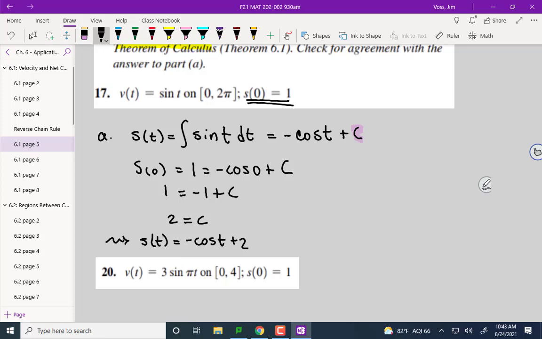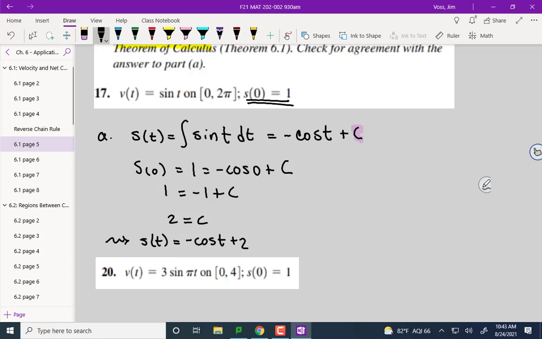We can plug in any number between 0 and 2 pi. We can even plug in other numbers too if this is expanded. If we have this good on a bigger interval, we could plug in anything within that interval to get the value or the position at that t value. So that is the antiderivative method. Any question on antiderivative method?